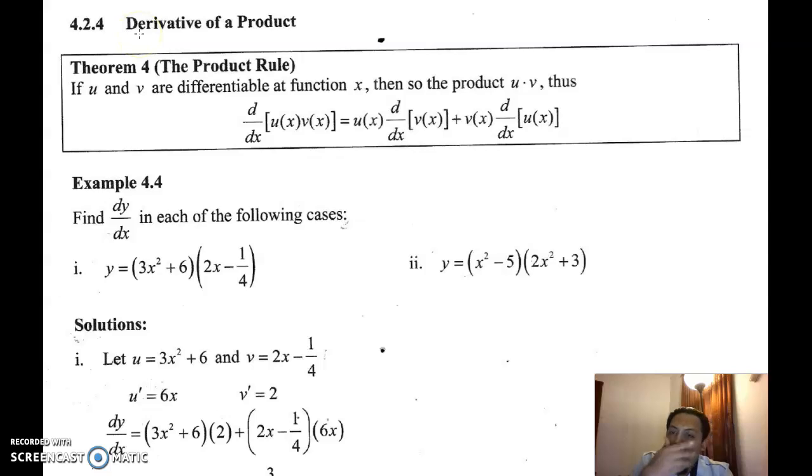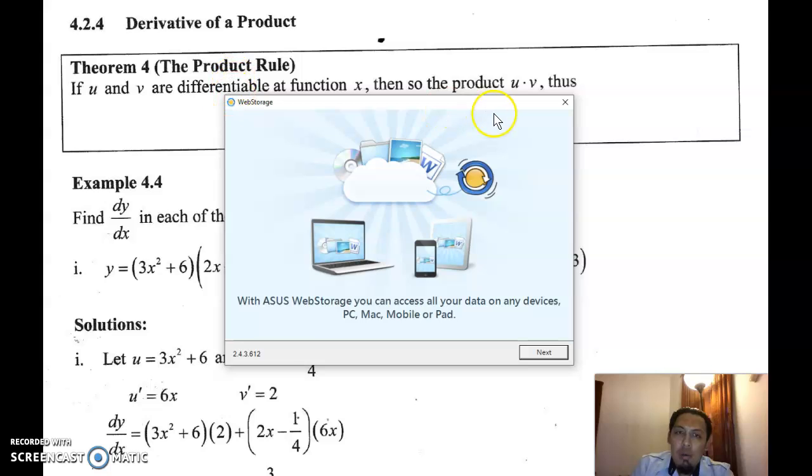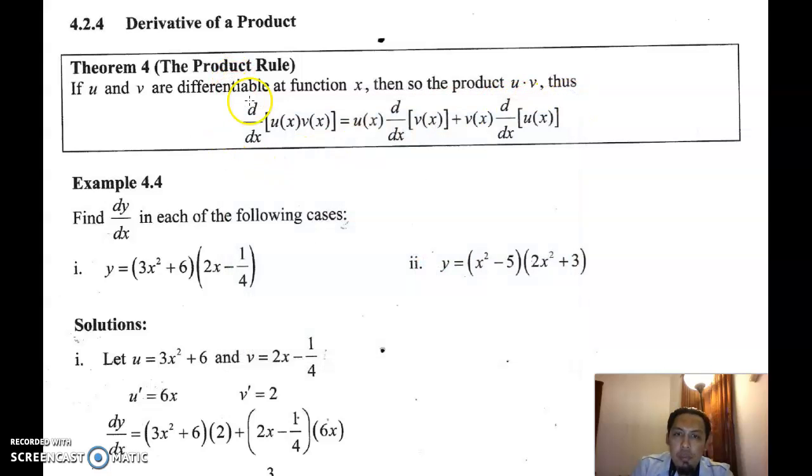The next preset derivative that we can use is the derivative of product. Basically, this formula tells us how to differentiate when we encounter a product between two functions. As you can see here, we have two functions being multiplied. So this is the formula. Looks rather complex, but it is actually not.